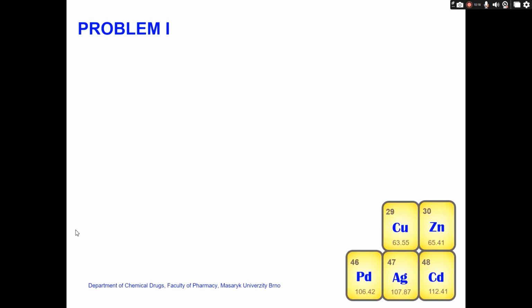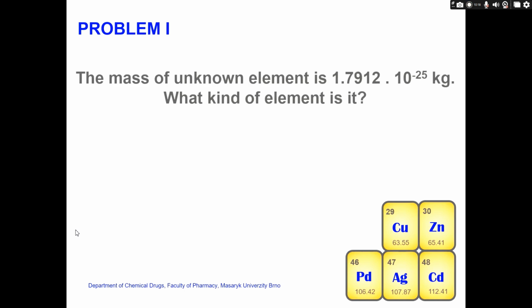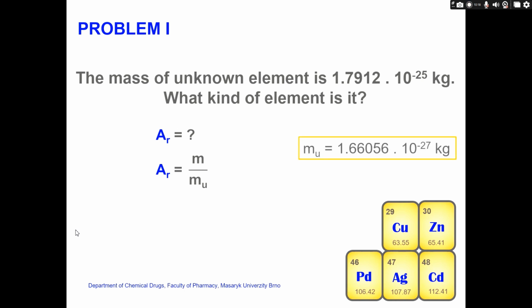Let's try to solve the first problem. The mass of an unknown element is 1.79 × 10^-25 kilograms. What kind of element is it? We can find out which element it is using the atomic relative mass, which we look up in the periodic table. We can calculate the atomic relative mass using the mass of the element and the atomic mass constant. The mass of the element is given in the task, and the value of the atomic mass constant we know.